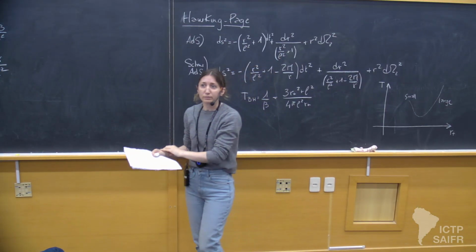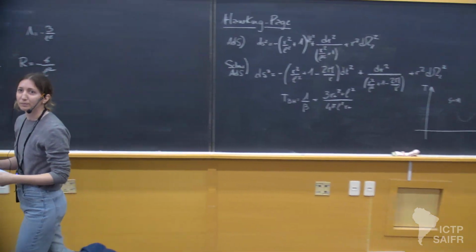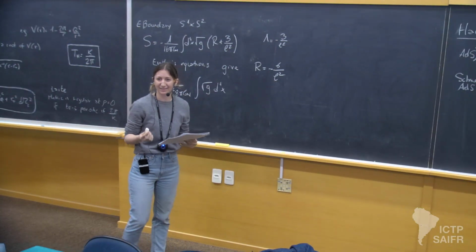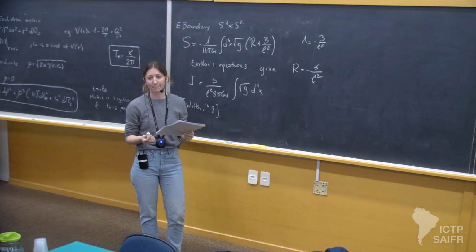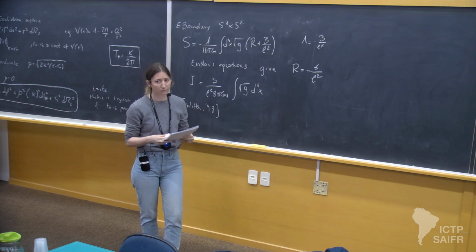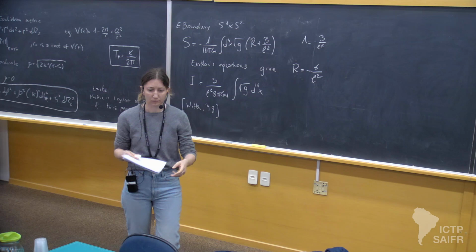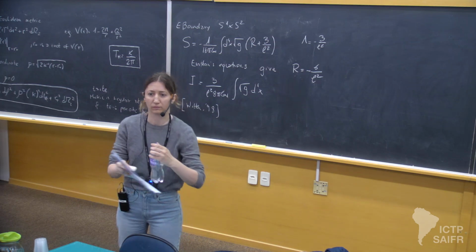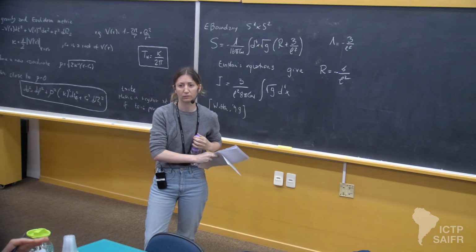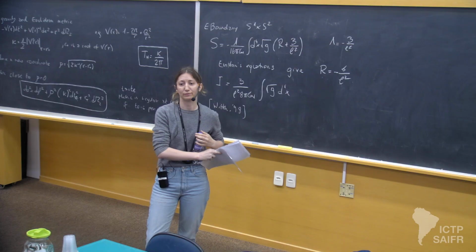Is that all clear? I see some puzzled faces. I have a question. In this particular case, perhaps in other cases it's more complicated, you would say that I could have gotten a straightforward result by subtracting both on-shell action solutions. Yes, okay. I could have.